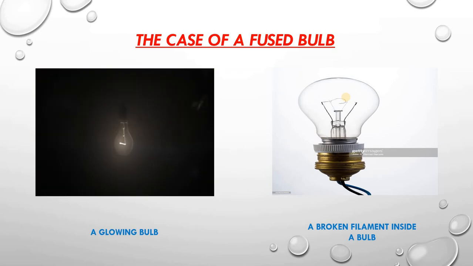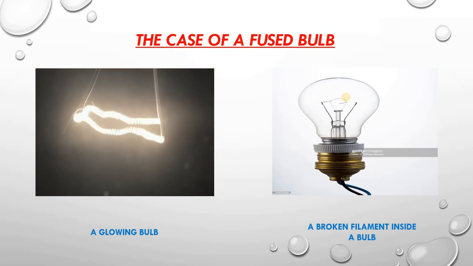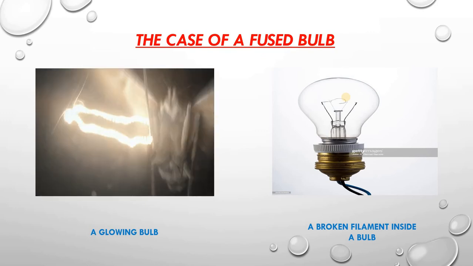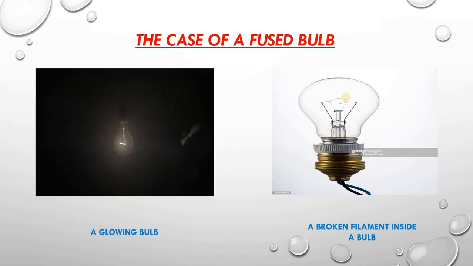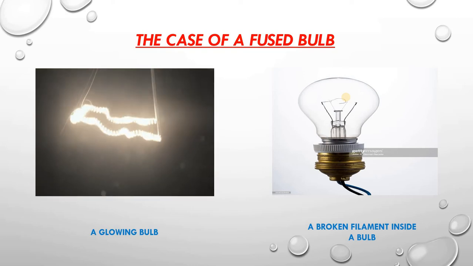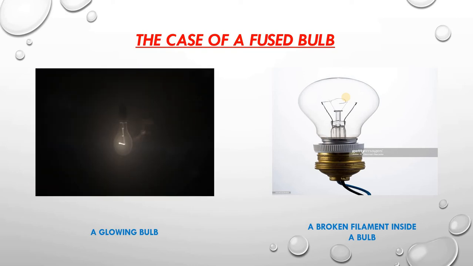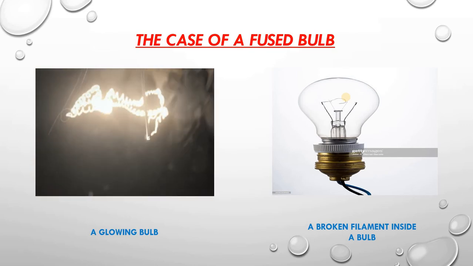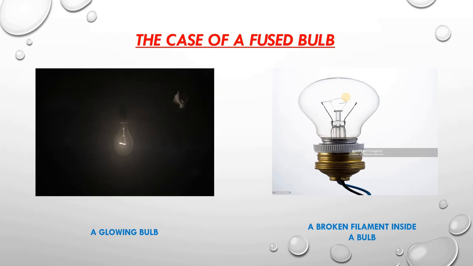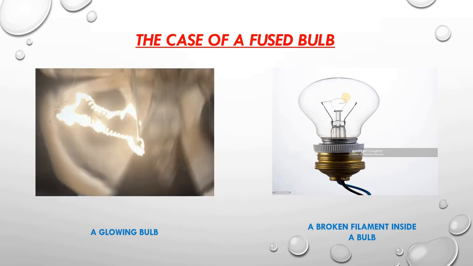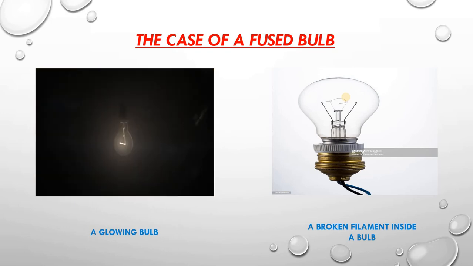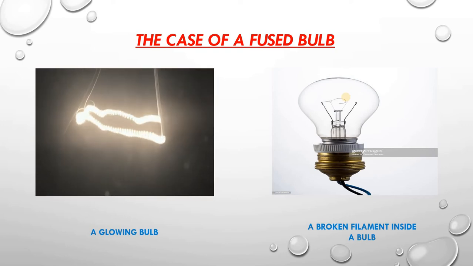So a break in the filament of the bulb means a break in the path of electricity between the terminals of the cell, right? So when we have a fused bulb in a circuit, the circuit gets open and electricity cannot pass through it. Since no electricity passes through the broken filament of the fused bulb, the fused bulb does not light up even if it is connected properly to the cell, right?